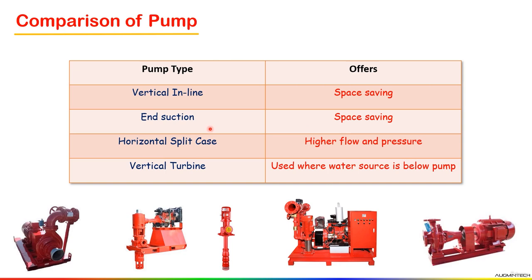If in any condition the client tells you that they have to install a horizontal centrifugal pump, and we know that horizontal centrifugal pumps include the horizontal split case and end suction pump, both horizontal only, and they tell you they have less space, then we have to install a horizontal centrifugal pump only. If you compare both, the horizontal split case pump requires more space as compared to the end suction pump. At that time we have to prefer the end suction pump only, because it is space saving, okay.